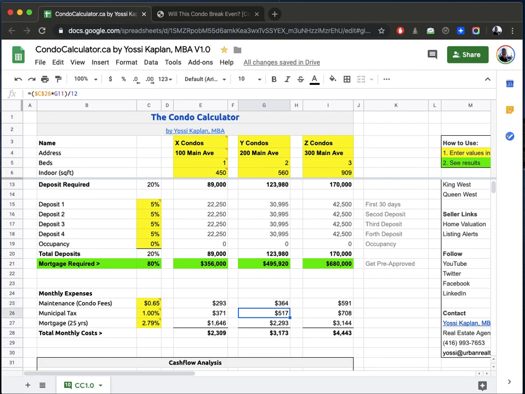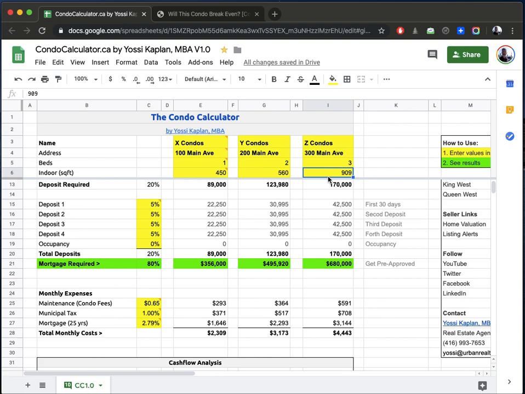Taxes at 1%, divided by 12, of course, will be 517. And the mortgage at 25 years will be just under $2,300. And my total carrying cost for this condo, net, cash on cash, is $3,173, $3,200 a month. And the last one, I got a larger condo.